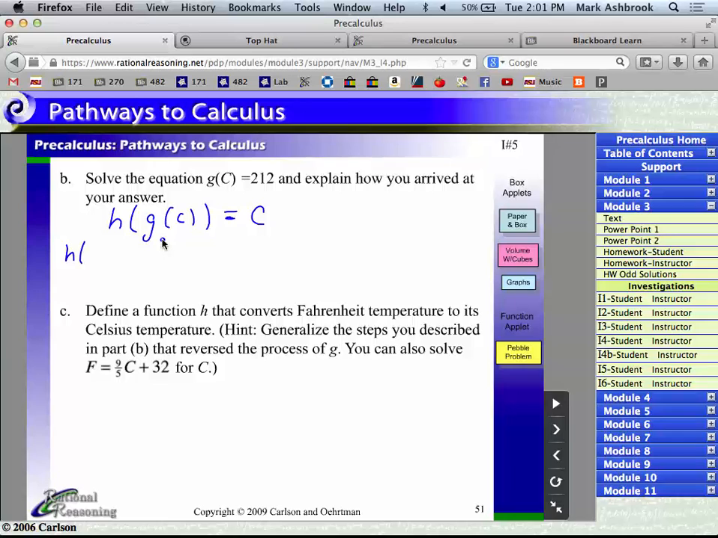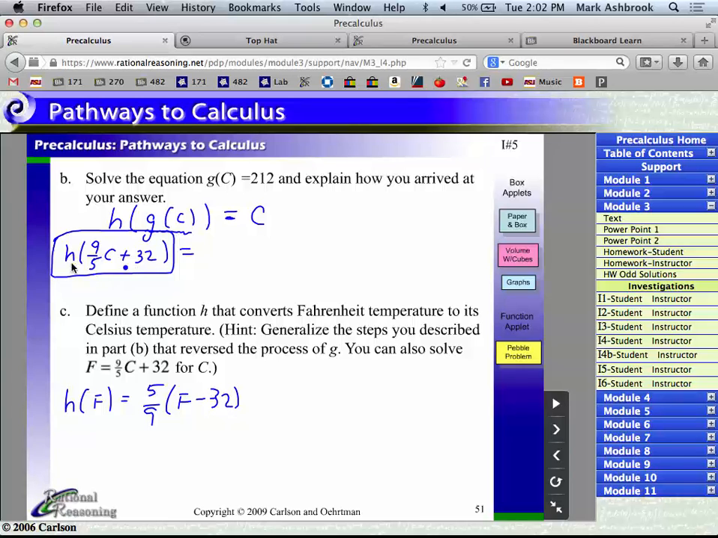So let's show that mathematically. What is G of C? What is G of C? It was given, right? 9/5 C plus 32. Okay, so now, what is this telling us to do? We have to look at the set of instructions that H is. What set of instructions does H perform on its input? And we have to do that on the new input of H. Okay, so what was H of F again? 5/9 times F minus 32.